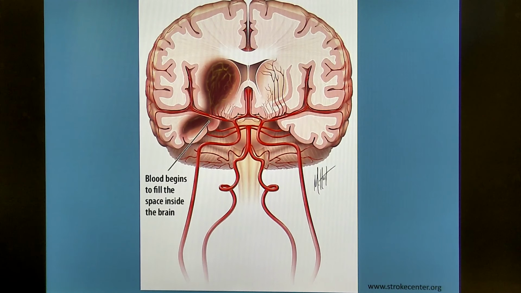Here's an example of the perforating vasculature inside the brain. The most at-risk vessels are the small penetrating arteries, which become vulnerable over time to hypertension. Their morphology changes, putting them at risk for rupture.